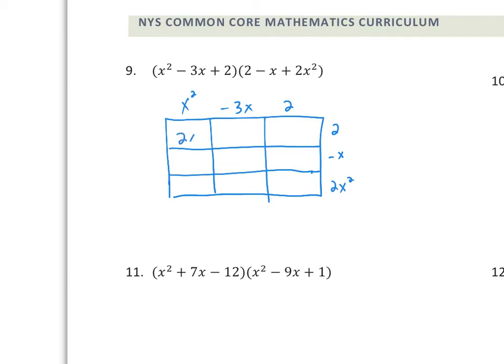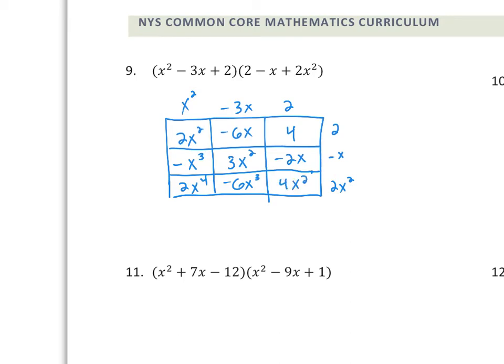So we've got 2x squared. We've got negative 6x. We've got 4. We've got negative x to the third, and positive 3x squared, because a negative times a negative is a positive. And negative 2x, and then we've got 2x to the fourth, and negative 6x to the third, and 4x squared.